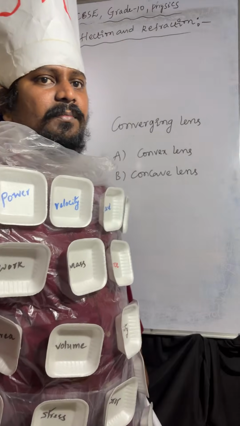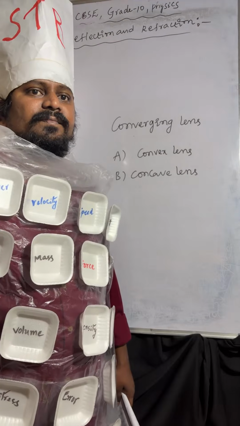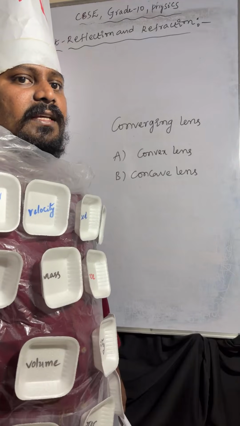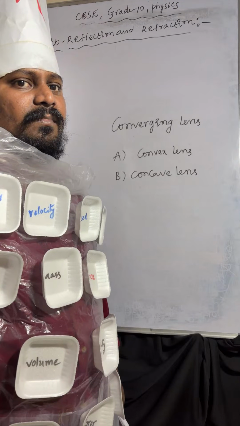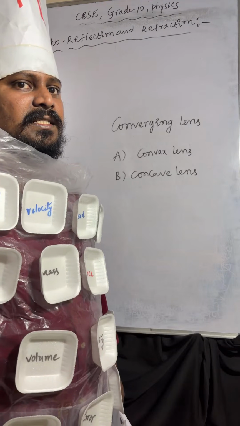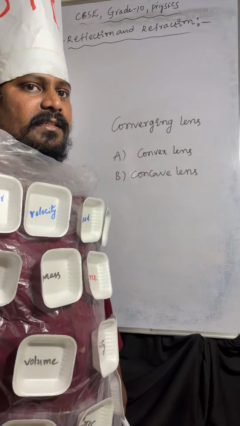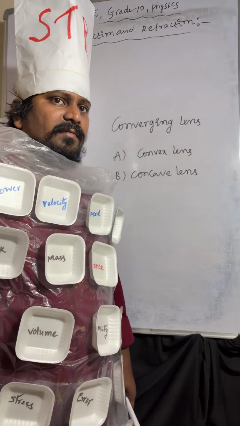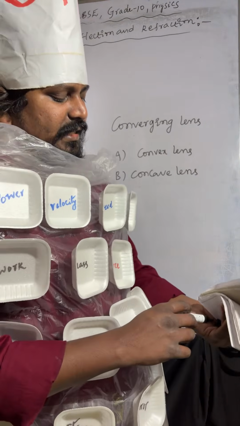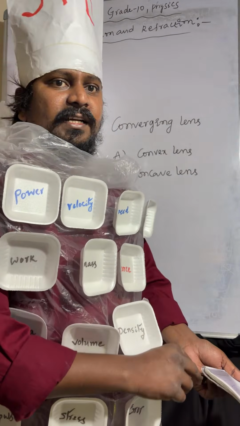So does anyone know the answer? Let me know the answer. Convex or concave? Comment in the comment section. So convex lens is the converging lens, because whenever light falls on it, it converges the light rays and makes them fall at the retina.